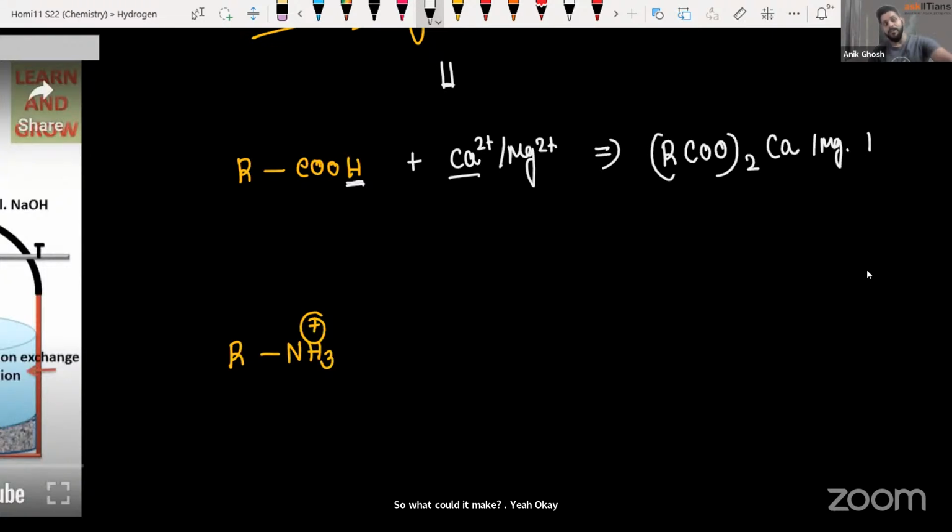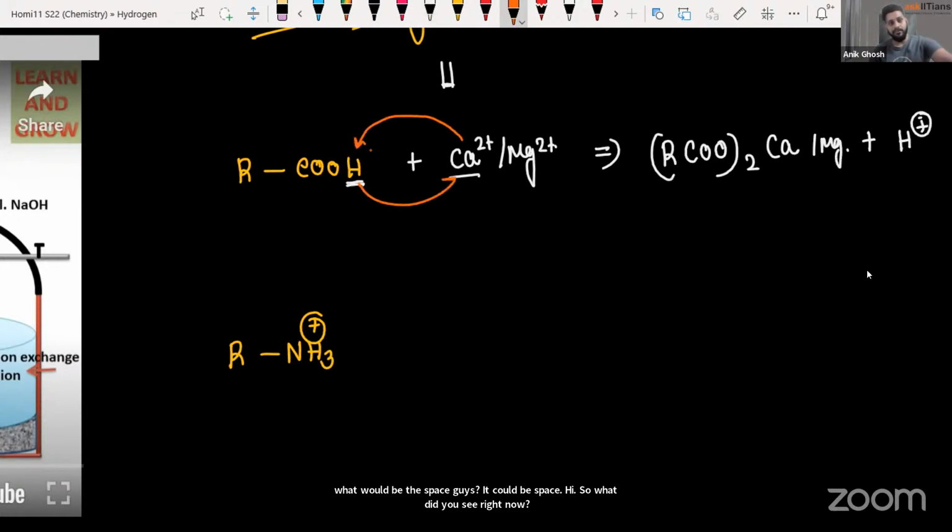And what would it displace, guys? It would displace hydrogen. So what did you see right now? The cation got exchanged in this resin with H plus, right? So now I have H plus.